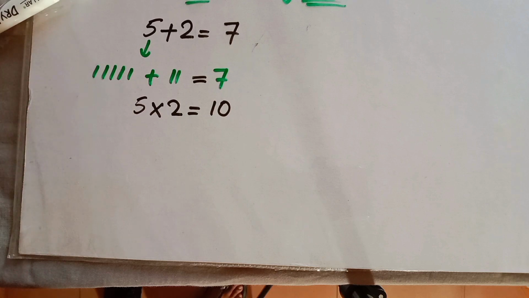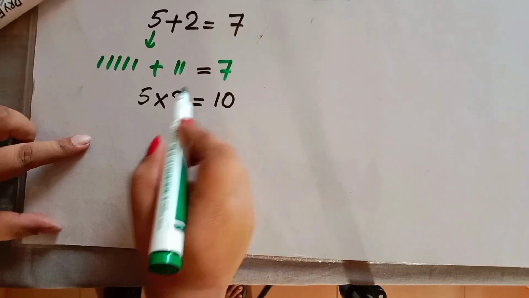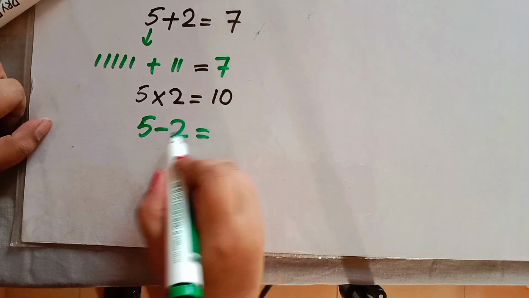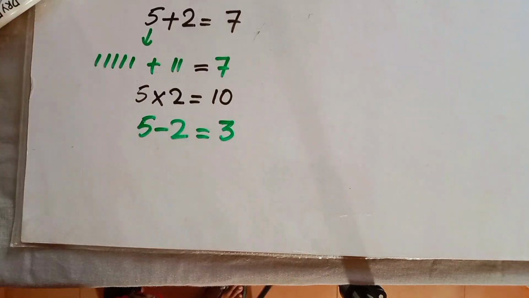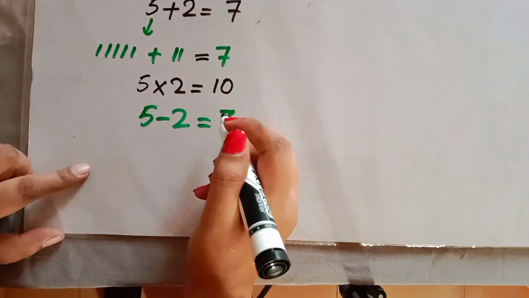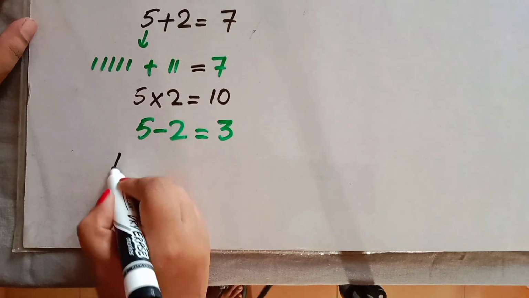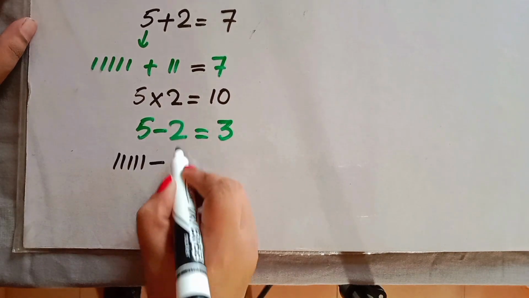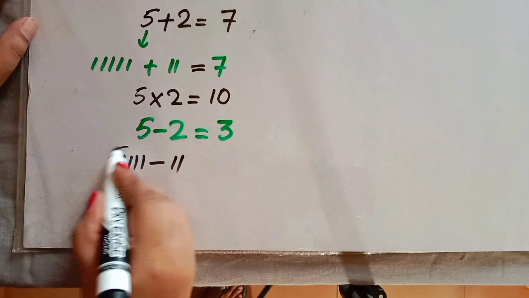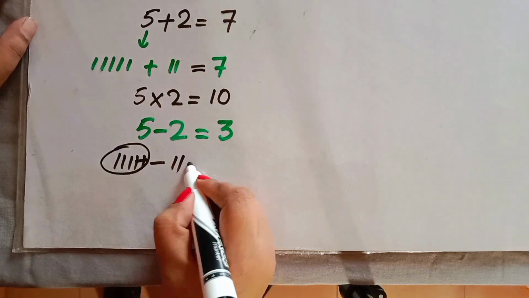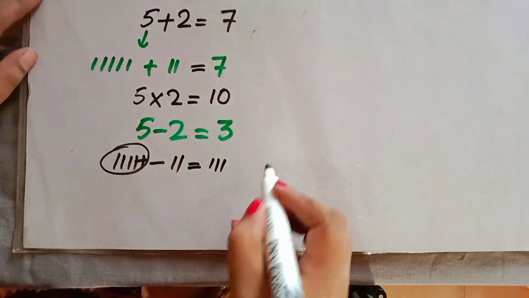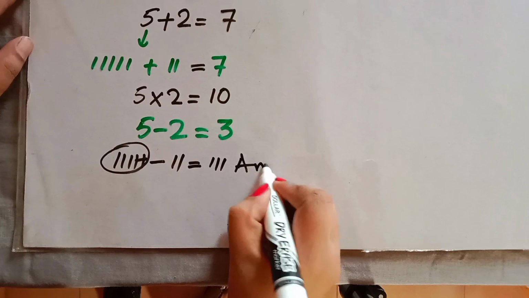Same as if we subtract two numbers, 5 minus 2, then the result will be 3. How? 5 minus 2. We will cut two lines from these 5 lines. Then the result will be 1, 2, 3. 3 lines. That is our real answer.